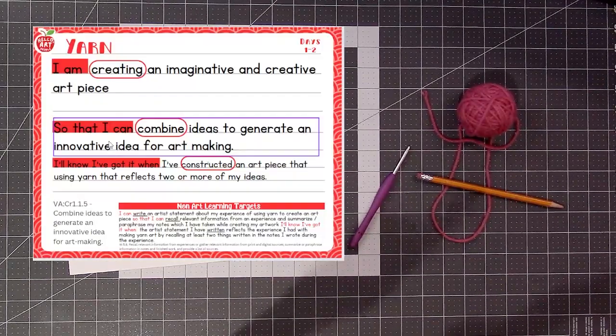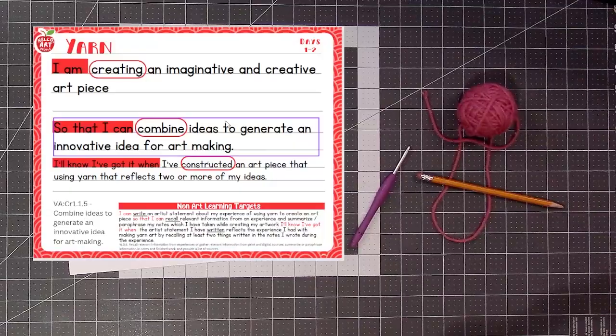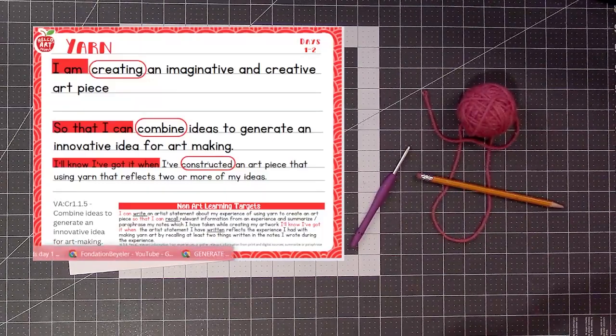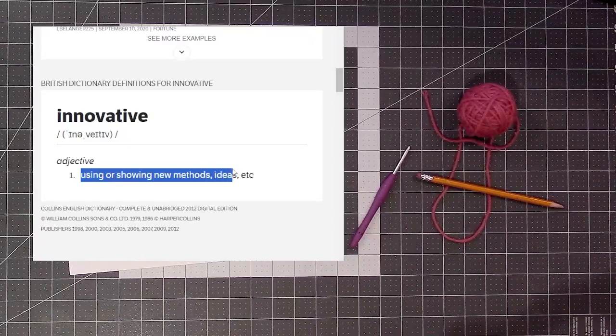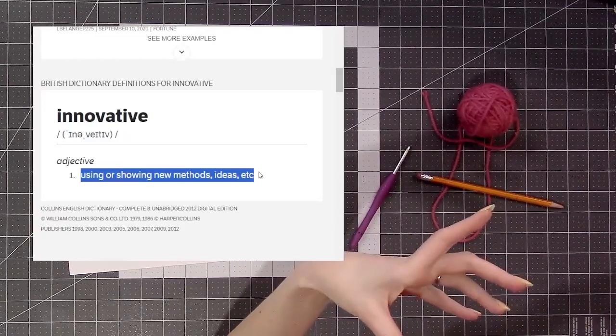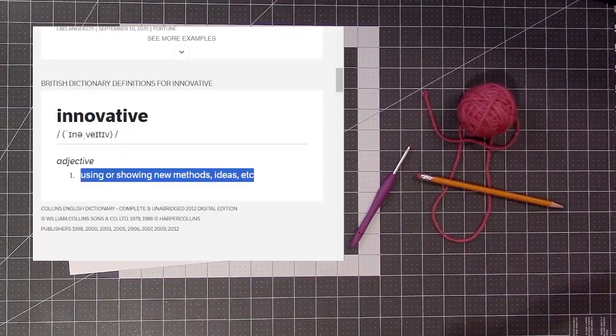Generate an innovative idea for art making. So I can combine ideas to generate an innovative idea for art making. What does innovative mean? Using or showing new methods, ideas, etc. So it's creative, it's new. It's almost like an invention. It's very innovative and fresh.